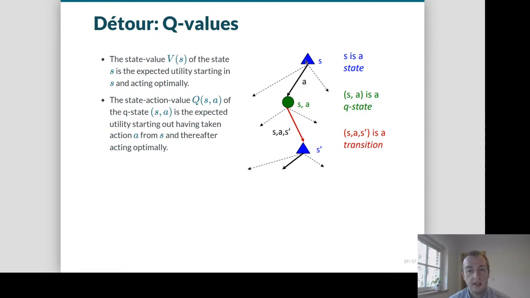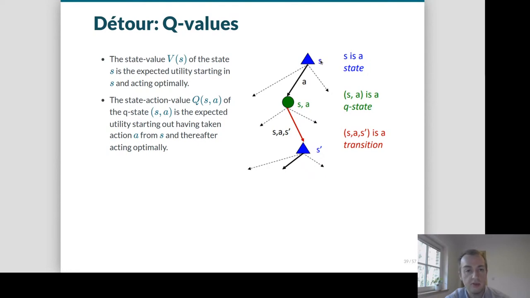Now, we can similarly define the state action value Q of a pair S and A of some Q state, where a Q state is simply a pair state action, which basically corresponds just to a state which is a chance node, right? Defined by this pair S and A. And we'll say that the state action value Q is the expected utility starting out having taken action A in state S and thereafter acting optimally.